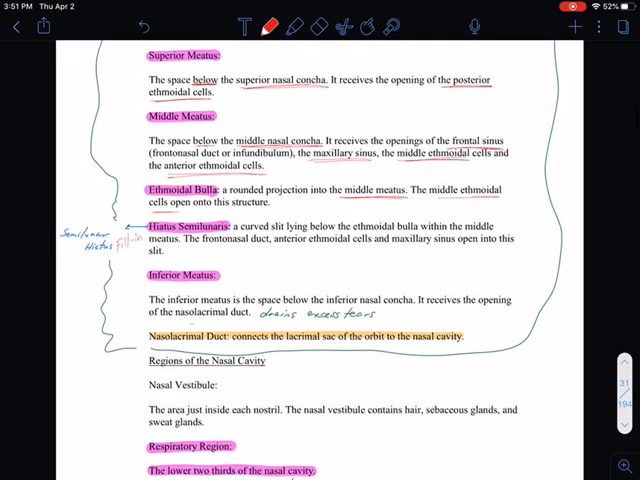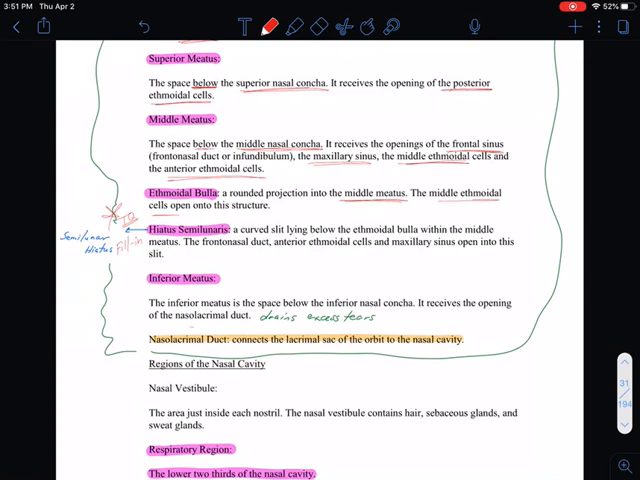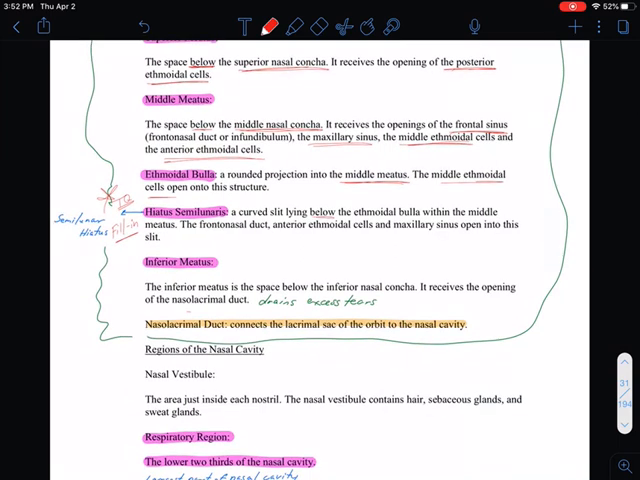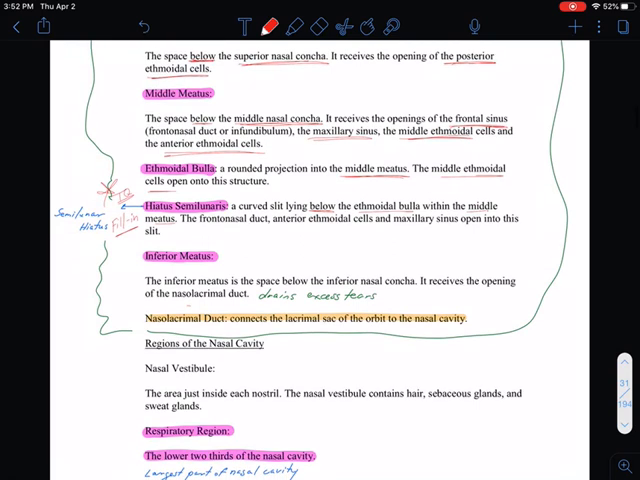Next, we have one of our more commonly seen things on this first exam, which is your hiatus semilunaris, otherwise known as your semilunar hiatus. We've seen it as a fill-in before. It's a curved slit lying below the ethmoidal bulla within that middle meatus. The frontonasal duct, anterior ethmoidal cells, and maxillary sinus open into the hiatus semilunaris.